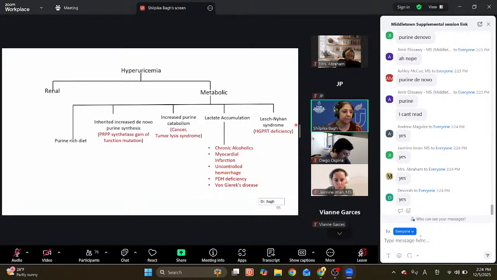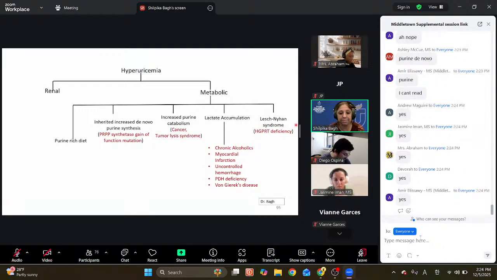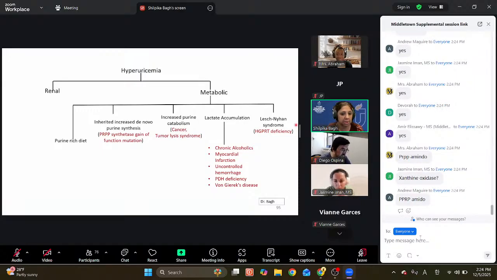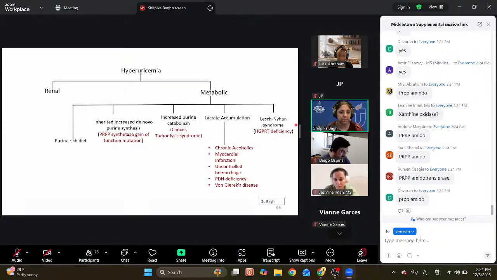You know why? Because what is turned on big time in them? Which enzyme is active in Lesch-Nyhan patients? Not xanthine oxidase. It is PRPP aminotransferase, which then leads to purine de novo synthesis, purine catabolism, and then uric acid.